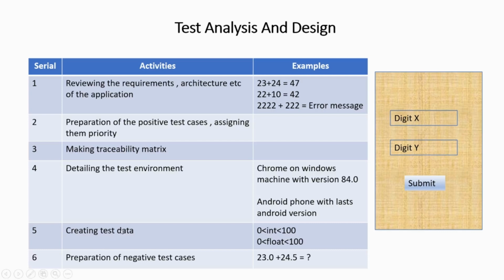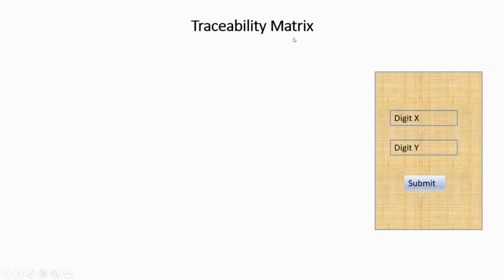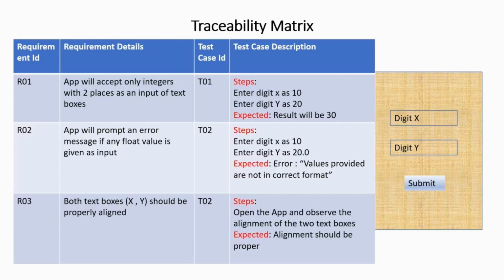Again, we have to specify some test data, what kind of test data we are going to provide. We have to decide that in this phase, and we have to prepare the traceability matrix. Now the traceability matrix is an independent topic which we are going to see in the next slide. So what the traceability matrix is, I am taking the same example where I will put 2 digits and get the sum, and for this we have to prepare a traceability matrix. A traceability matrix is just a combination of the requirements with the test case ID.